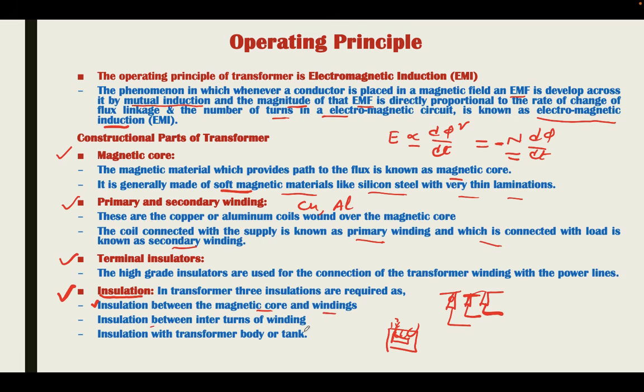The insulation between the inner turns of the winding. There are two turns of the windings, let this be the first and this the second, and in between these two turns, we do require insulation. The insulation between the transformer body or tank. Now all these components are placed in a tank, and hence we do require insulation between this tank and the rest of the transformer.